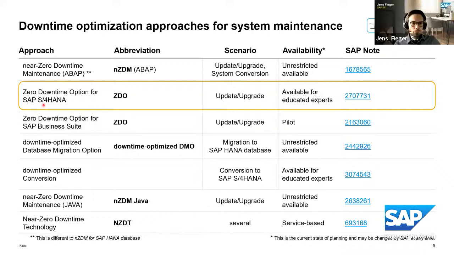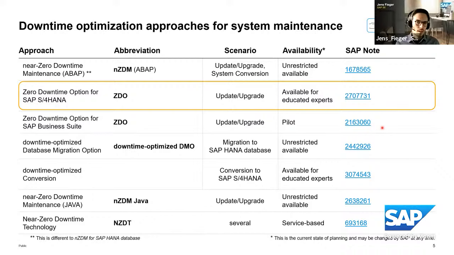So as I said, we have quite a number of approaches delivered by the SUM team, plus on top the NZDT. As I said, that's a service-based approach. And talking about the zero downtime option, you can see there are two entries available. The one for Business Suite has been there for, I think, 6 years meanwhile, and that remains as of today in the status of a pilot project only, pilot mode only. It's defined here in SAP Note 2163060.